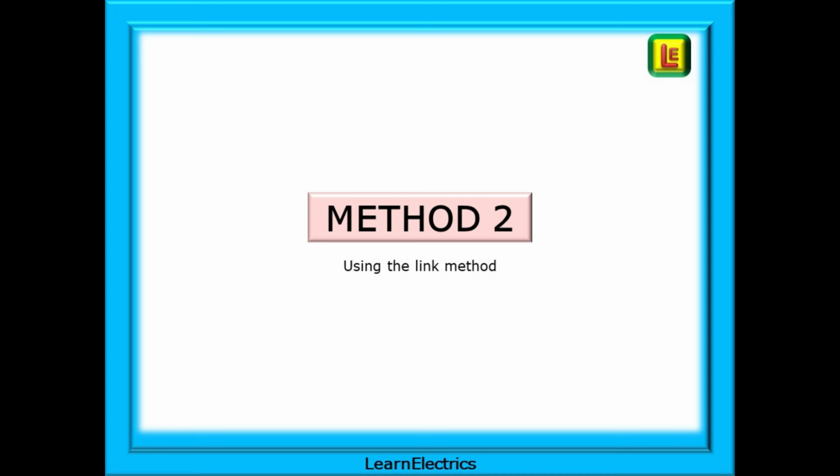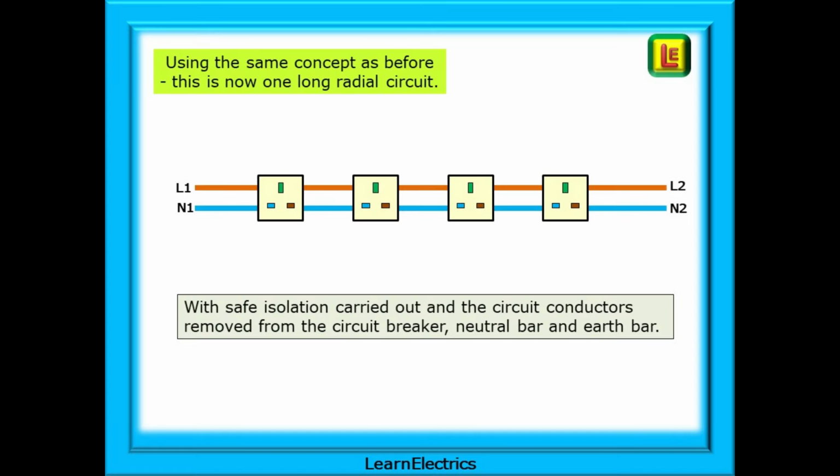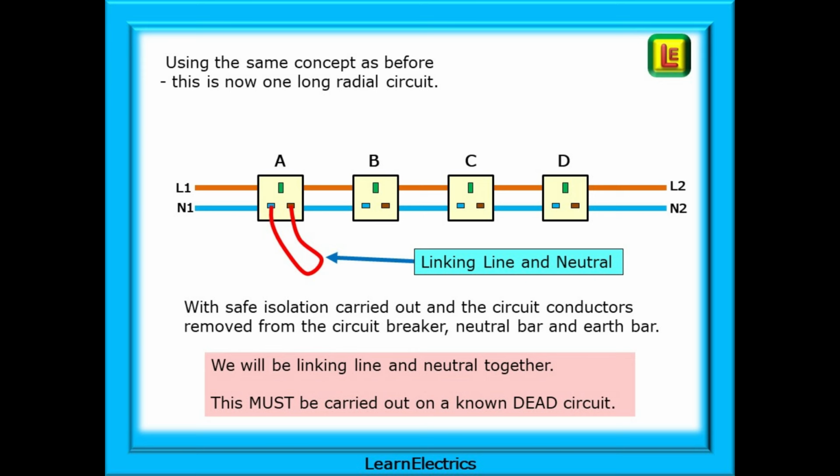In this method, we will link cables and home in on the short circuit. Using the same concept as before, and remembering that this ring circuit is now imagined as one long radial circuit, we must ensure the safe isolation has been carried out and that the circuit conductors are removed from the circuit breaker, neutral bar and earth bar. We will be linking line and neutral together. This must be carried out on a known dead circuit.